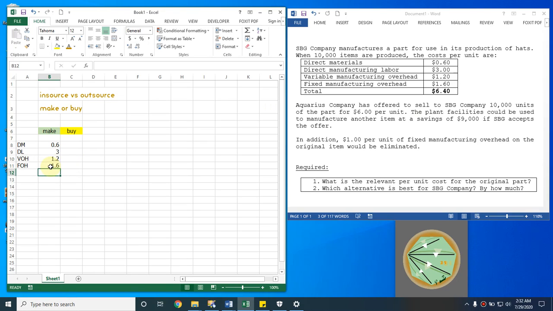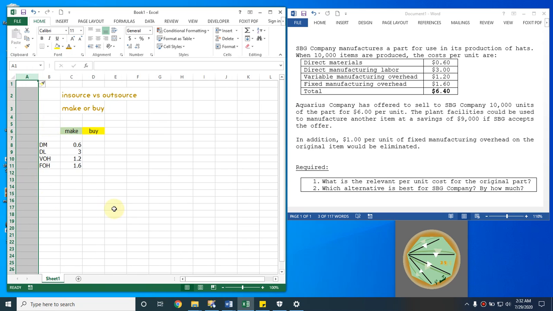The make option, and of course this is for the unit cost, expressions in terms of units or per unit. Per unit direct materials is 0.6. Per unit labor, again, we have there as follows.